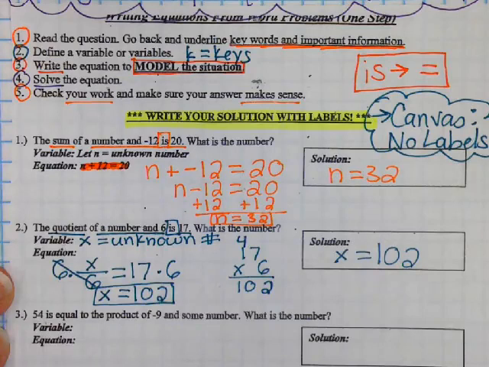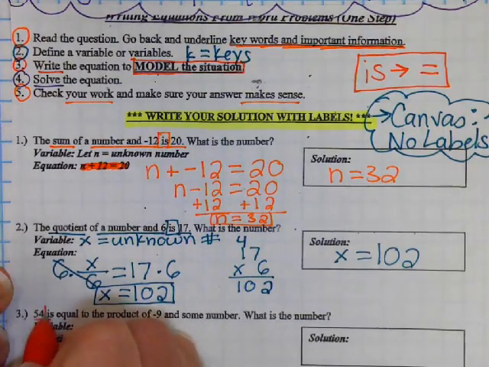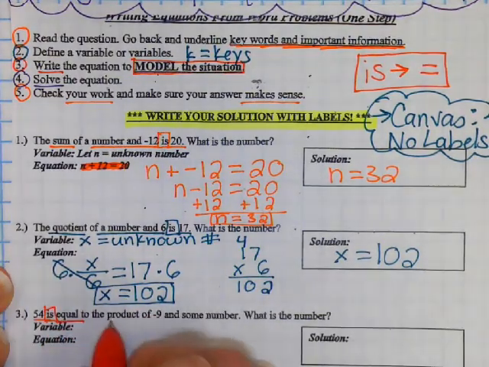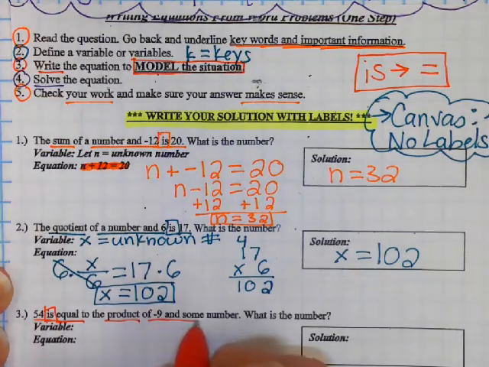Number 3. 54 is equal to the product of negative 9 and some number.